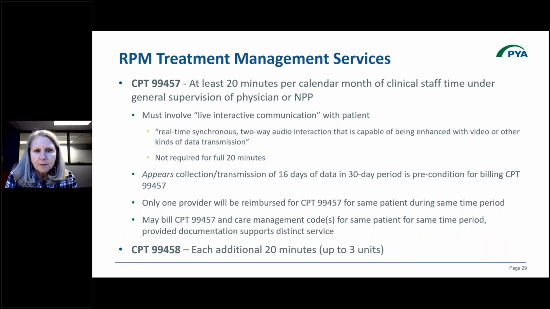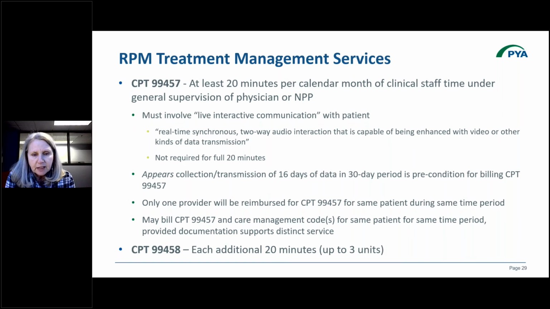We then get to the RPM treatment management services, which are akin to our chronic care management services. Again, two codes here, 99457 for the first 20 minutes of treatment management services, 99458 for each additional 20 minutes, up to 3 units can be billed of 99458. This is clinical staff time under the general supervision of a physician or non-physician practitioner. There is no RPM treatment management service code for services furnished personally by the physician or non-physician practitioners. There's no equivalent code under RTM for that.